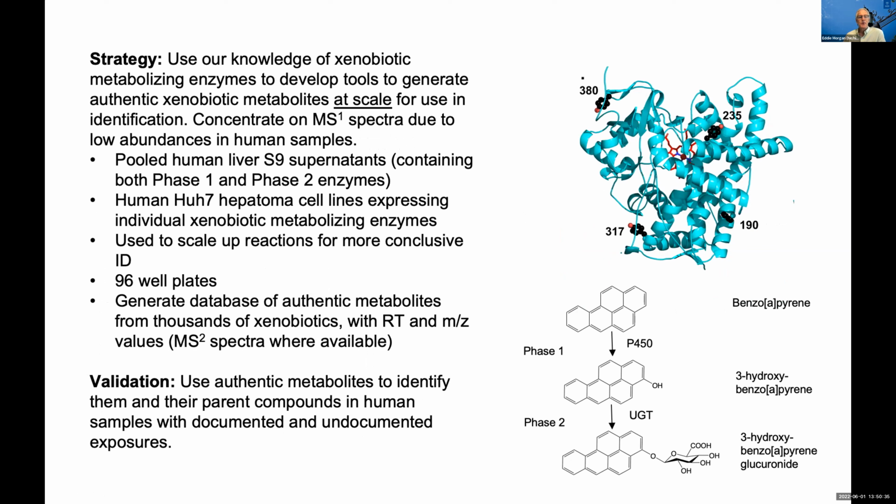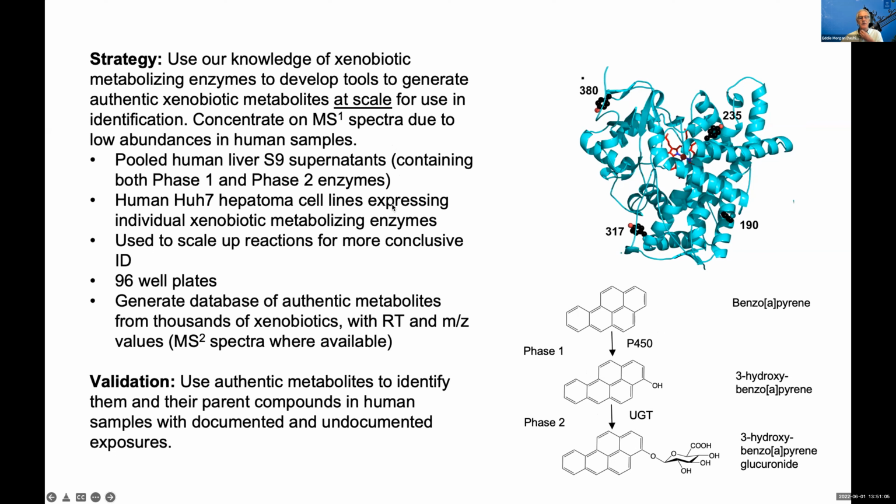So we started out using pooled human liver S9 supernatants that comprise the endoplasmic reticulum and the cytosol of the cell. These contain all the important phase 1 liver enzymes like P450 enzymes and phase 2 enzymes like UGT glucuronosyltransferases. And so we developed a platform using these liver S9 supernatants that I'll talk about, and also developed a panel of human hepatoma cell lines expressing individual human xenobiotic metabolizing enzymes.